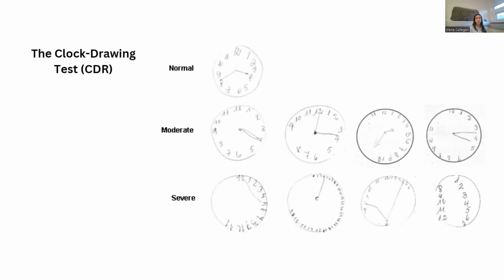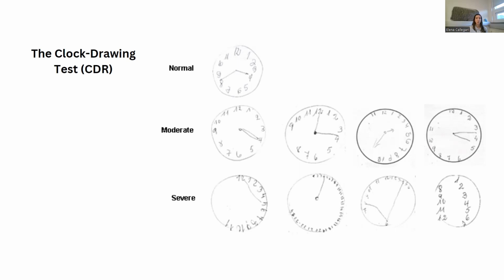The clock drawing test is also a very, very popular test. What you're doing as a clinician is you ask your patient to draw a clock, and then you ask the patient to draw the clock such that it shows a specific time, like 4:10 or 4:40. And again, this seems like a very, very basic task that you expect people not to make any mistakes with.